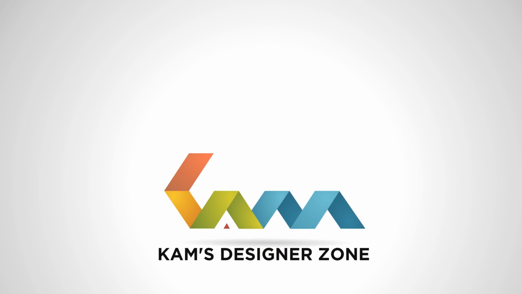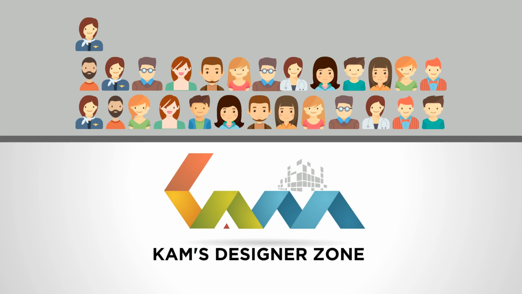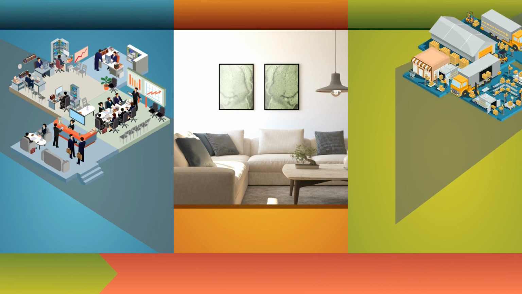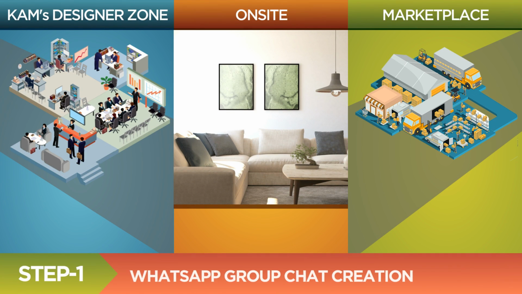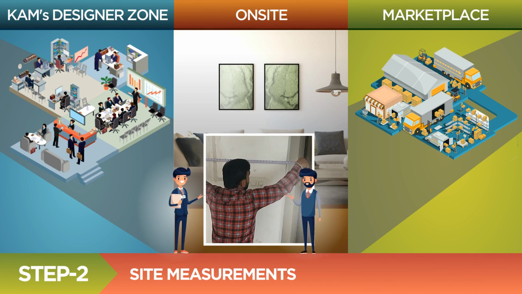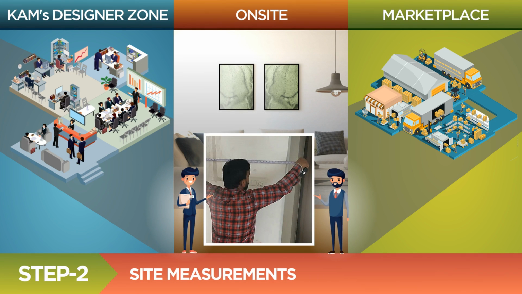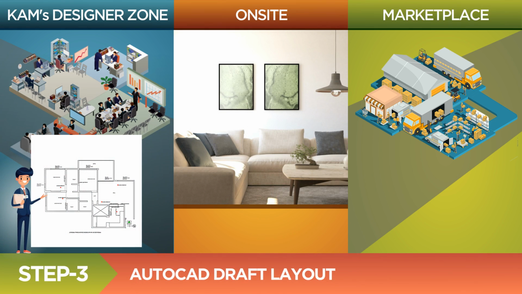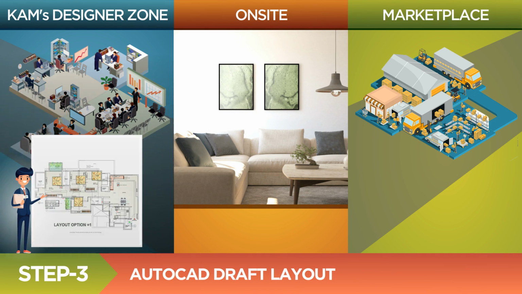As you are now a member of the Kams Designer Zone family, let us understand the steps involved in getting your dream home designed. For easy communication between you and our team, a WhatsApp group chat is created specific to your project. The process starts with our executive visiting your premises and recording all the measurements. These measurements are then drafted in AutoCAD and our design team starts working on the furniture layout.